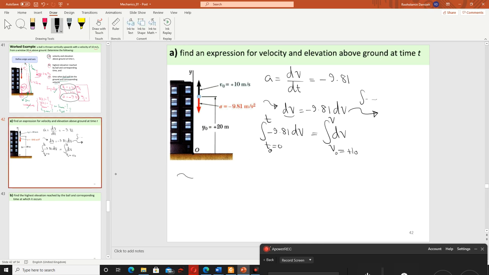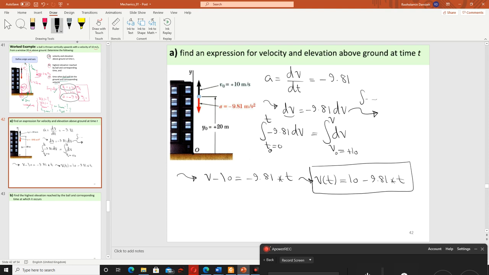If I simplify it, V minus V naught, or V minus 10, equals -9.81 multiplied by t, or v(t) is equal to 10 minus 9.81t.